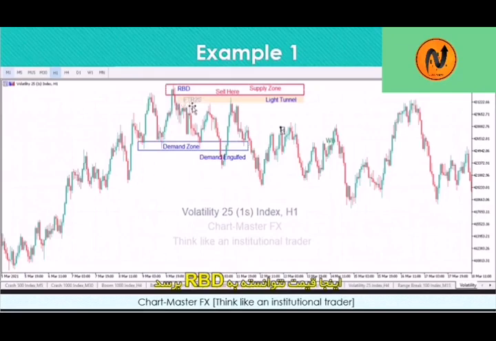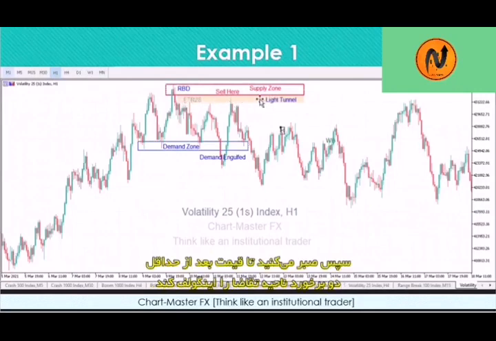So here we can see that the price failed to come back to the RBD. It failed to come to this gap area. So once the price fails to come to this gap area, then we can draw our FTR to supply, failure to return to supply. Then you can draw your light tunnel. Once you have your light tunnel, you now wait for the price to engulf the demand zone after at least 2 visits.